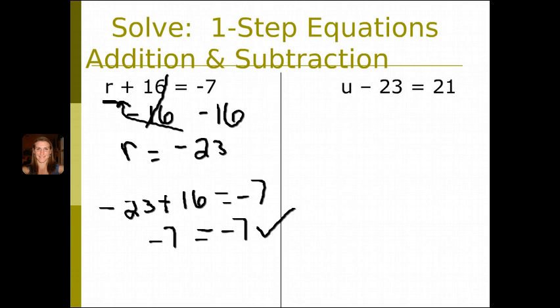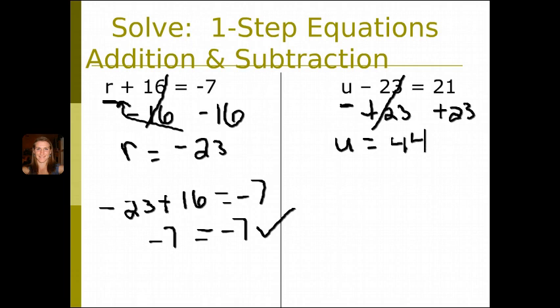Okay, let's move on to the second equation. u minus 23 equals 21. In this case, we are solving for u. That is our variable. We have minus 23 this time, so we're going to do the opposite and plus 23. What we do to one side, of course, we have to do to the other. That's important to remember. So in this case, u equals, this will be gone because that will equal 0, and this is 44.